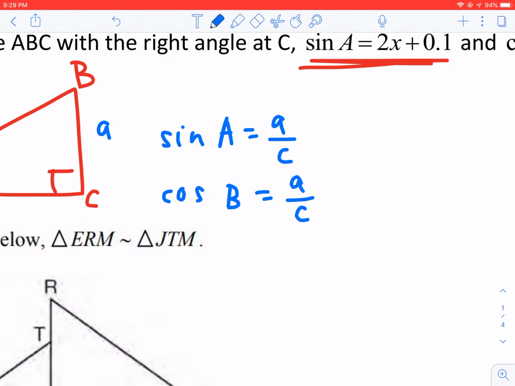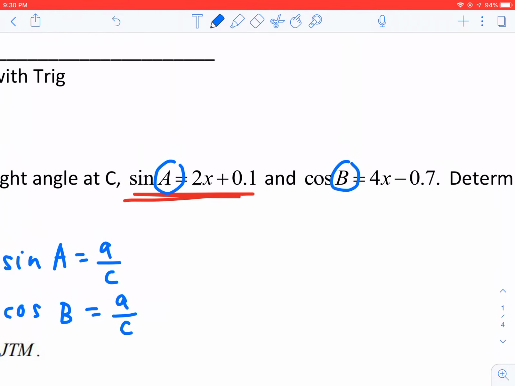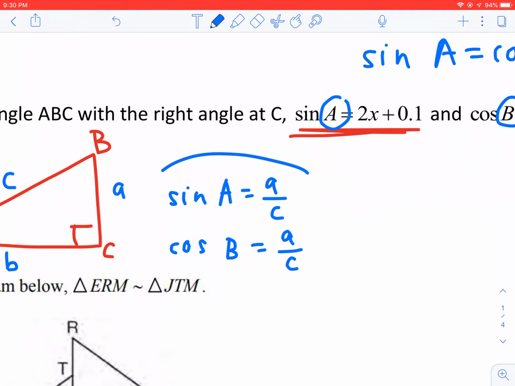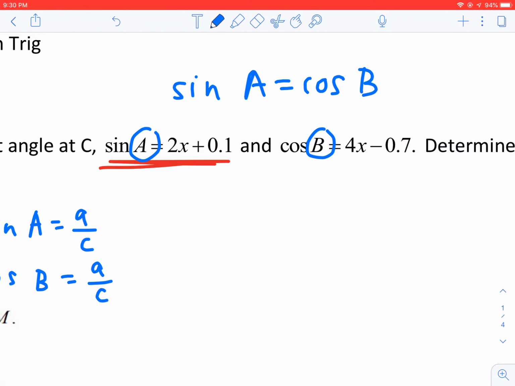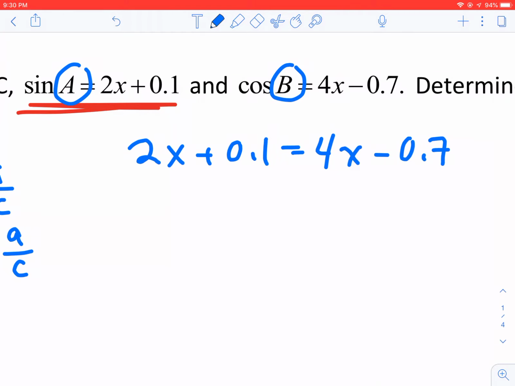So we know sine of A is equal to cosine of B, because A and B are complementary angles. And we know the sine of an angle is equal to the cosine of its complement. So sine of A is equal to cosine of B. If you didn't know that, this is kind of what we proved yesterday. And so if sine of A is equal to cosine of B, then 2x plus 0.1 equals 4x minus 0.7. And all we have to do now is solve for x.